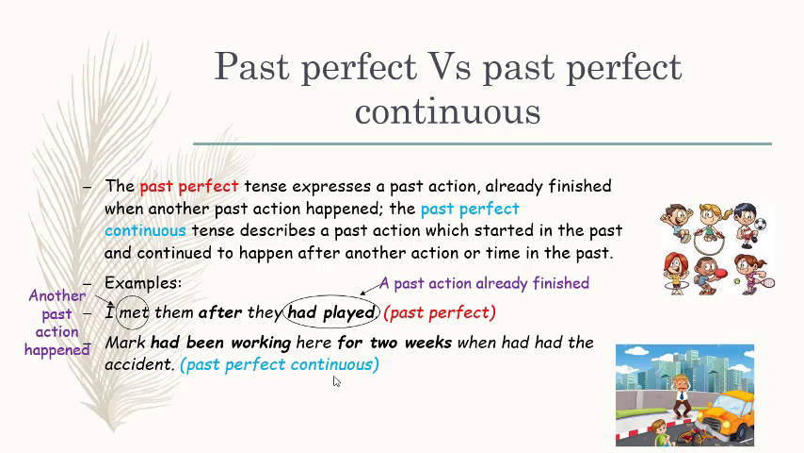But past perfect continuous tense describes a past action which started in the past and continued to happen after another action or time in the past. As we said before, had been working is a continuous action in the past that happens for a long time with a duration, and there is another action that happens after it, which is had the accident. So here, Mark had been working here for 2 weeks when he had the accident. This is past perfect continuous.